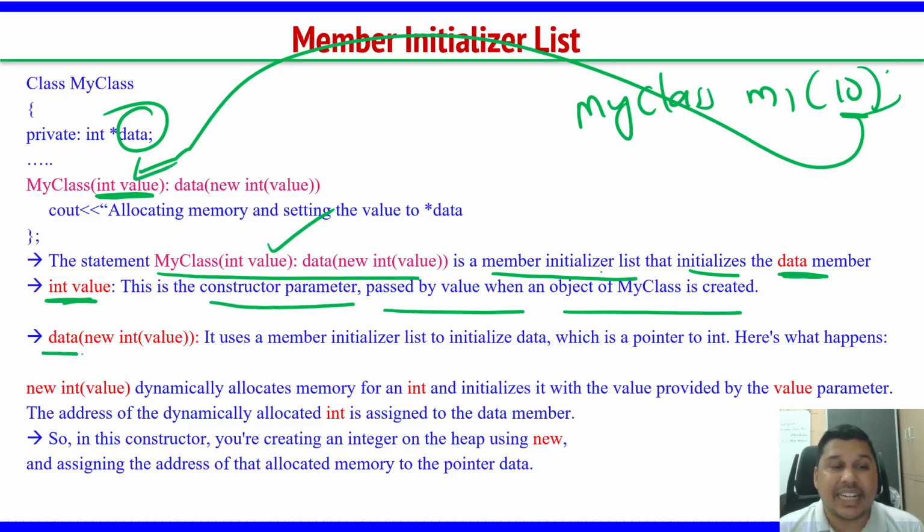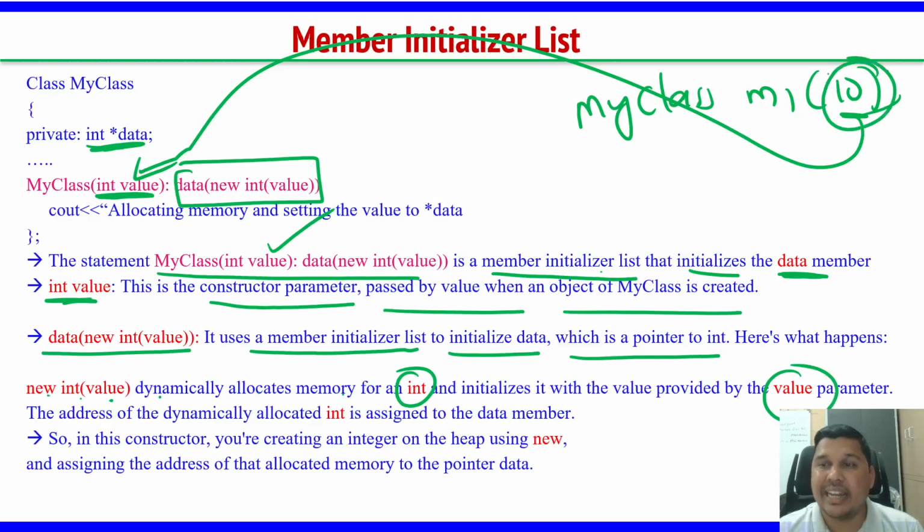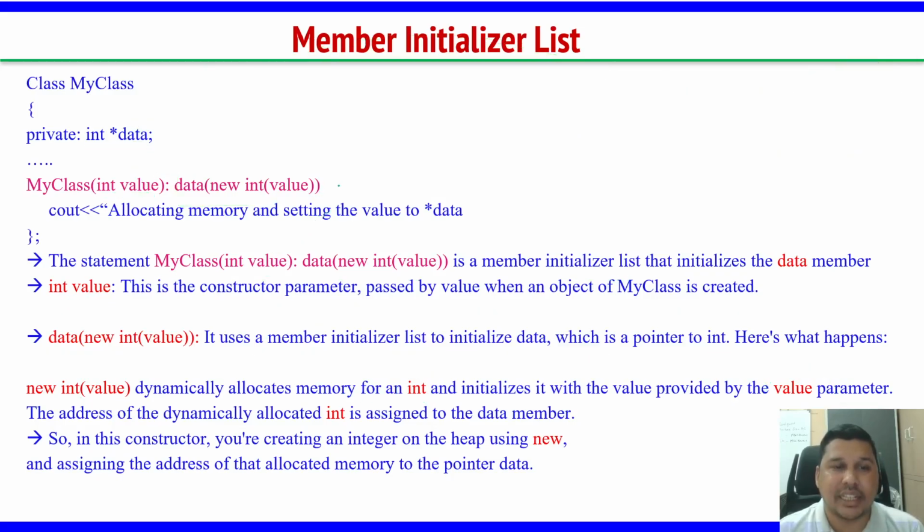Okay, what is data(new int(value))? What is the meaning of this? It is a member initializer list to initialize data, which is a pointer to int. New int(value) dynamically allocates memory for an integer and initializes it with the value provided by the value parameter. This 10, to store 10 in this data, we are writing this statement. When you write new, dynamic memory allocation is happening for this variable value.